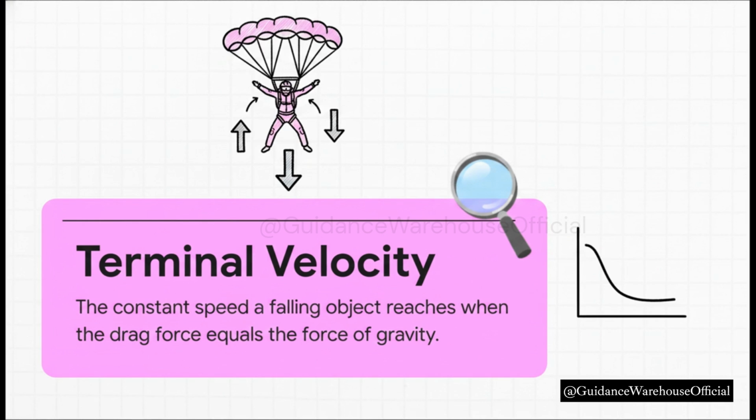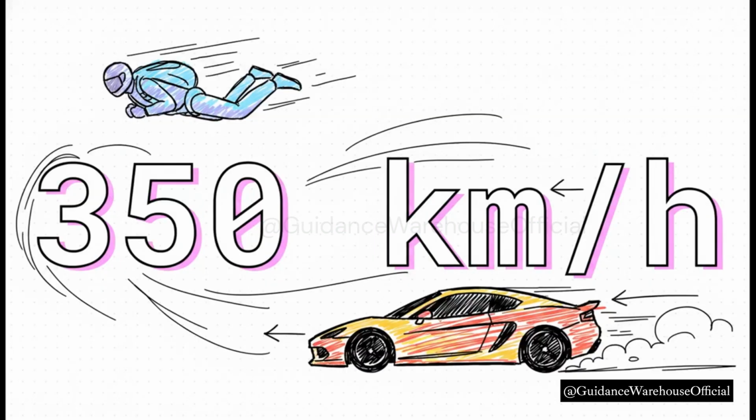They've reached terminal velocity. And to put a number on that, get this. For a 75-kilogram skydiver in a head-first pike position, trying to be as aerodynamic as possible, that terminal velocity is a staggering 350 kilometers per hour. That is faster than many sports cars can even go.